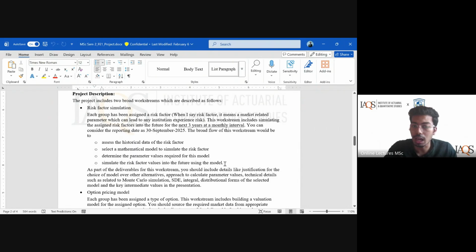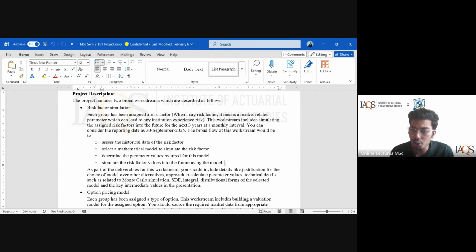Cool. Again, my focus, I think I told you all this in FM. My focus is not going to be whether you all use the correct model, whether your simulations are correct or not, how much accuracy is in your model. That is the secondary objective for me. The primary objective is how well have you researched the models? How well have you looked at the different models that are available for your risk factors?